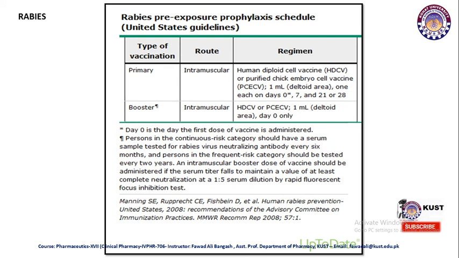A person in the continuous risk category should have a serum sample tested for rabies virus neutralizing antibody every 6 months, and a person in the frequent risk category should be tested every 2 years. An intramuscular booster dose of vaccine should be administered if the serum titer falls below complete neutralization at a 1:5 serum dilution by a rapid fluorescent focus inhibition test.